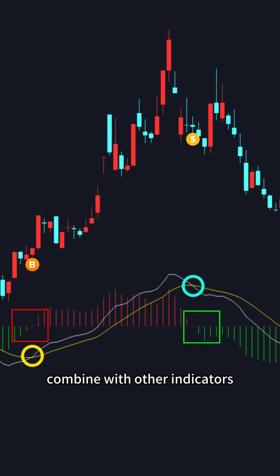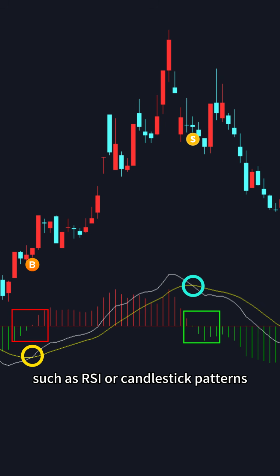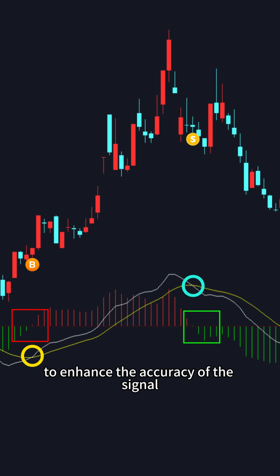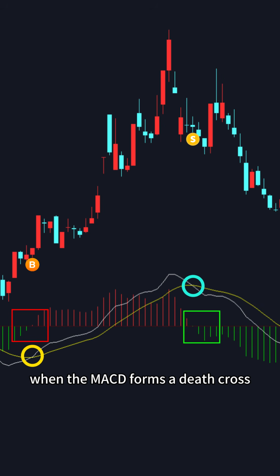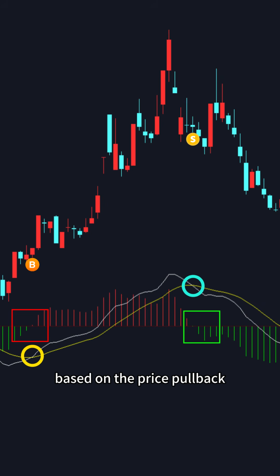Combine with other indicators. MACD is often used together with other technical indicators, such as RSI or candlestick patterns, to enhance the accuracy of the signal. Set stop loss. When the MACD forms a death cross, investors can choose to sell and set a stop loss based on the price pullback.